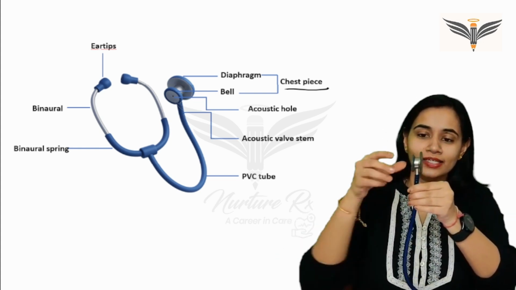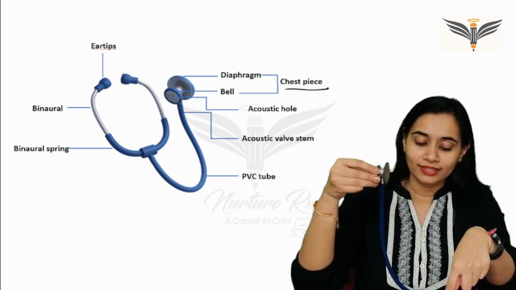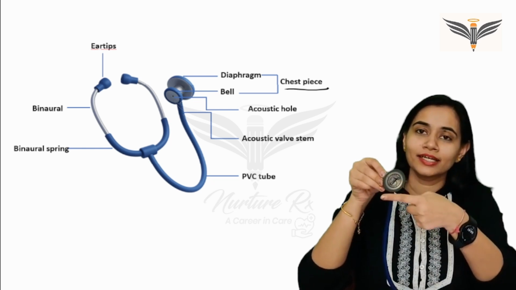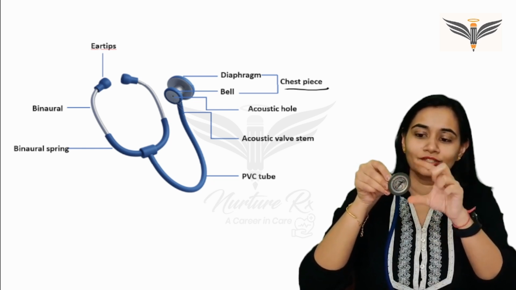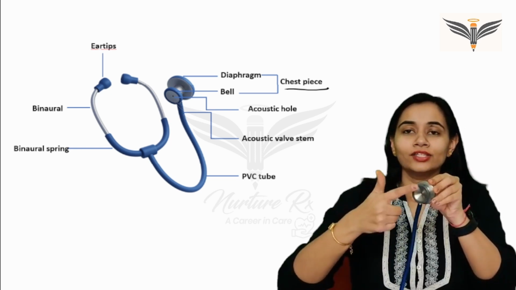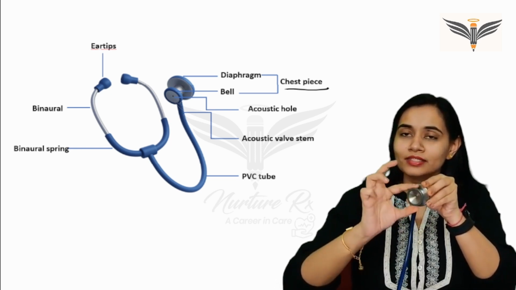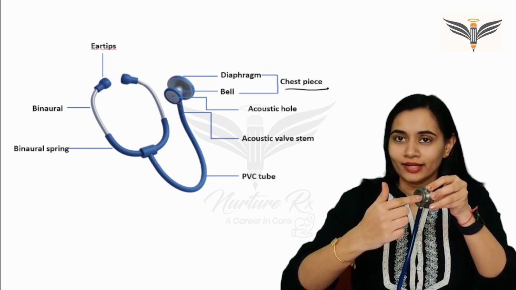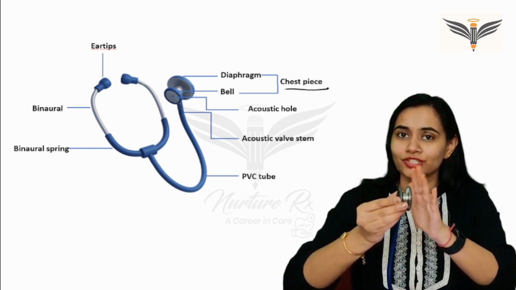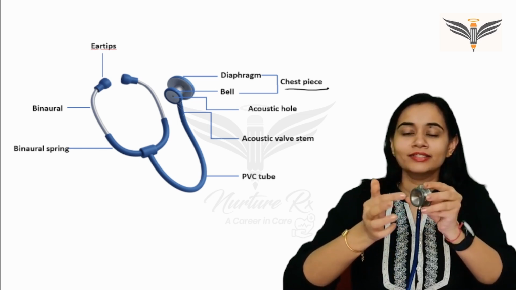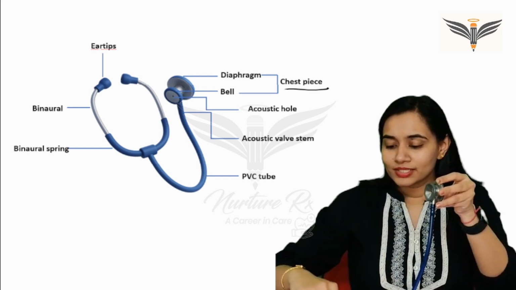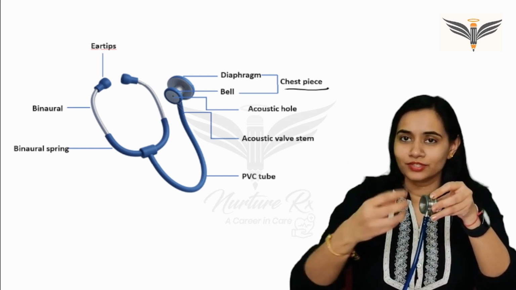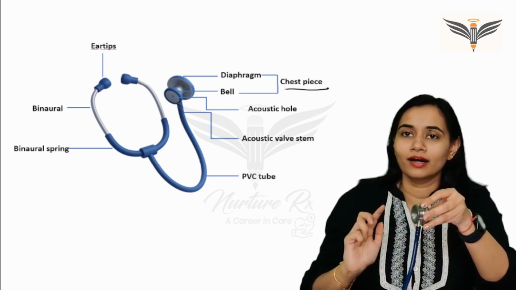Now, as you can see in the diagram, this wider part is called the diaphragm. You can see there is this surface over here. So this is the diaphragm. Now the smaller diameter part is called the bell. This has a slight hollow area within itself. So this is how you differentiate. This has a flat surface, the diaphragm, and this has a hollow surface, the bell. You can see a very small hole here. This is the acoustic hole through which the sound waves go inside when you're taking it from the bell side.